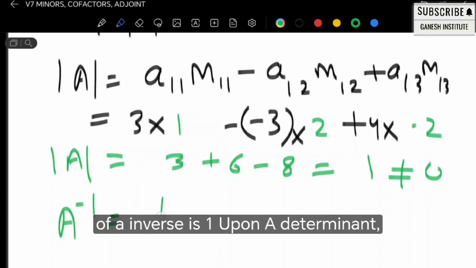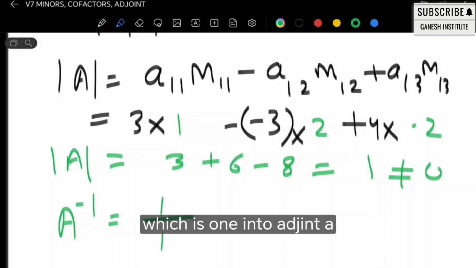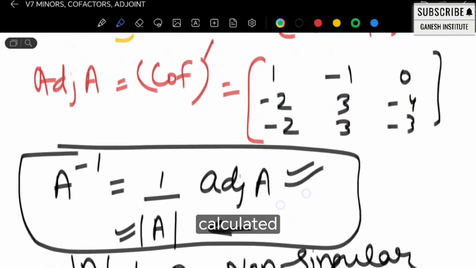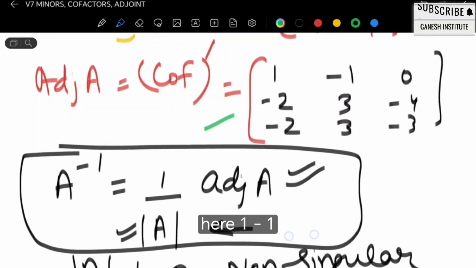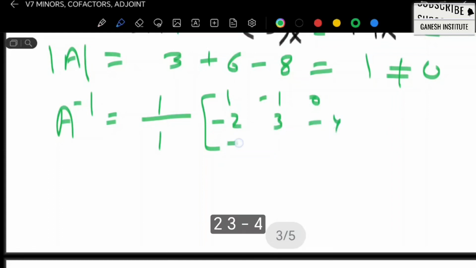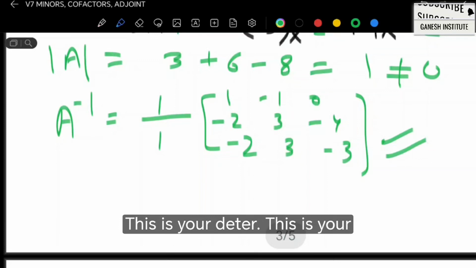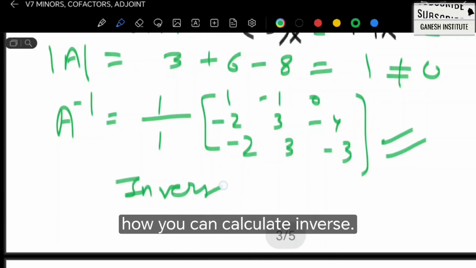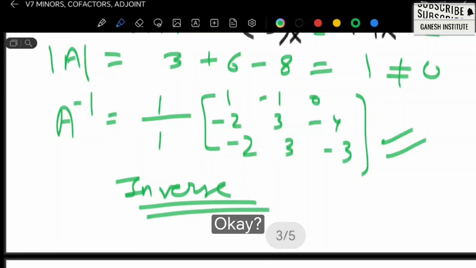The formula of A inverse is 1 upon determinant of A, which is 1, into adjoint A. Adjoint A we have just calculated here: 1, -1, 0; 1, -1, 0; -2, 3, -4; -2, 3, -3. This is your inverse. This is how you can calculate the inverse.